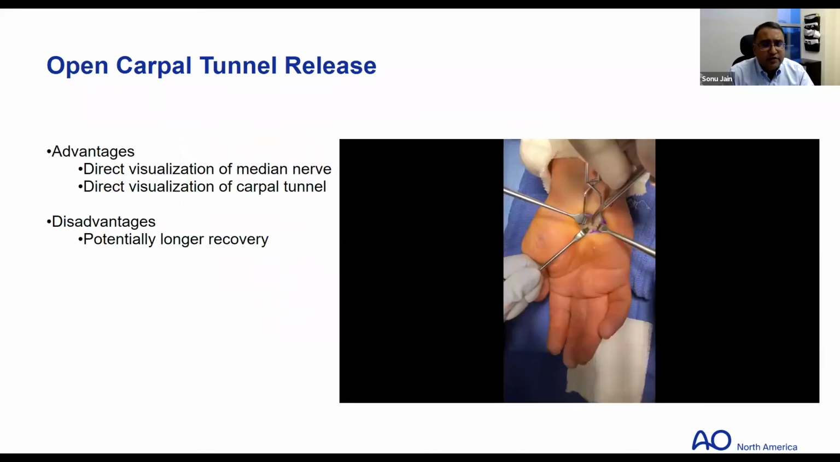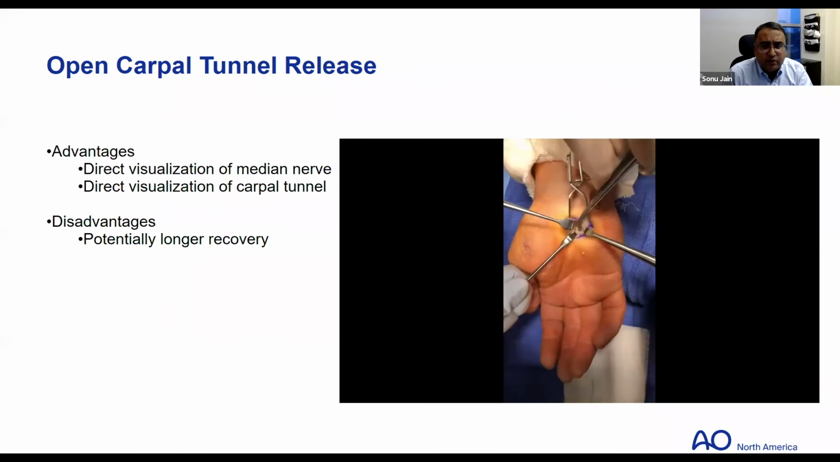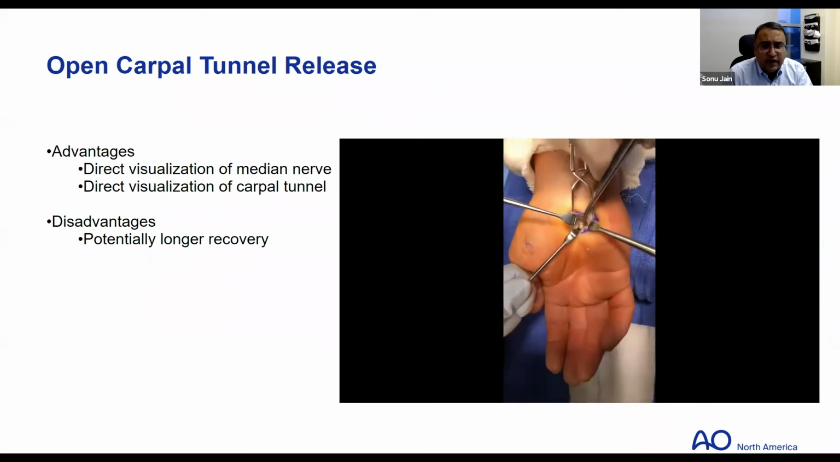So, there are theoretical advantages to an endoscopic versus open. Here, looking at the open carpal tunnel release, you have better direct visualization of the median nerve and of the carpal tunnel, and a potential disadvantage is you may have a little bit longer recovery. You can see here, this is a mini-open approach, just opening the carpal tunnel, just getting a general idea of how that's done.